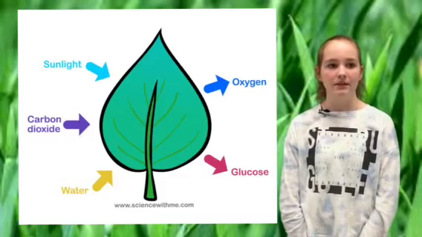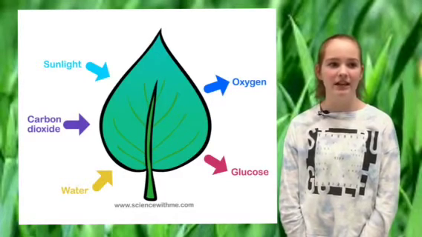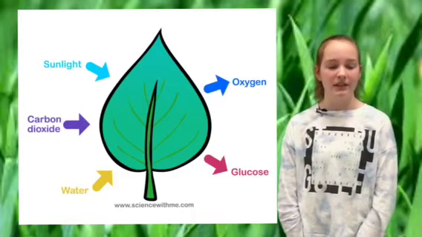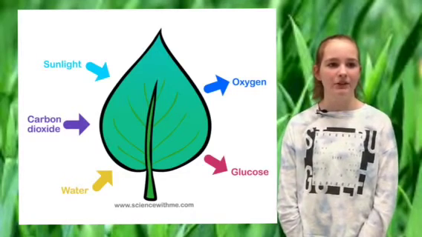The second step is light-independent reaction. This takes place in the stroma and makes sugar, NADP, and phosphorus. The reactants are carbon dioxide, water, and energy.